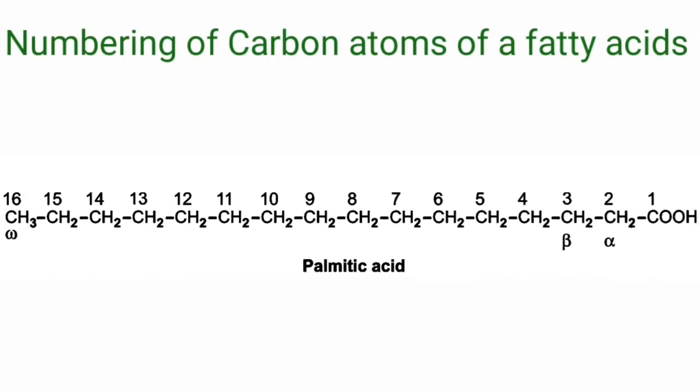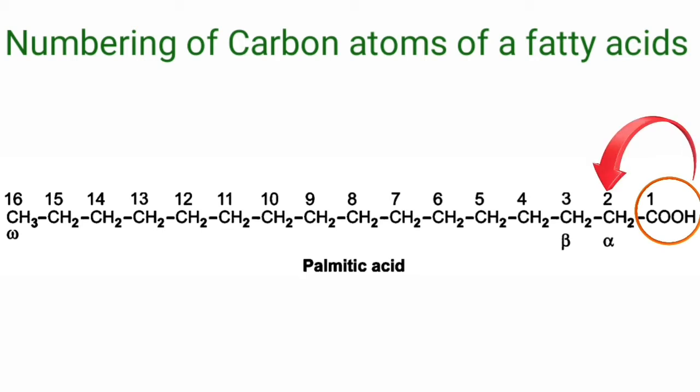Coming to how numbering is given to carbon atoms of a fatty acid, it starts from the carboxylic carbon. The carboxyl carbon is considered as number 1 carbon. The carbon adjacent to that is considered as second, third, and so on. The other way is that the carbon adjacent to the carboxylic carbon is considered as alpha. The next carbon becomes beta, gamma, delta, and so on. And the last carbon is called the omega carbon.